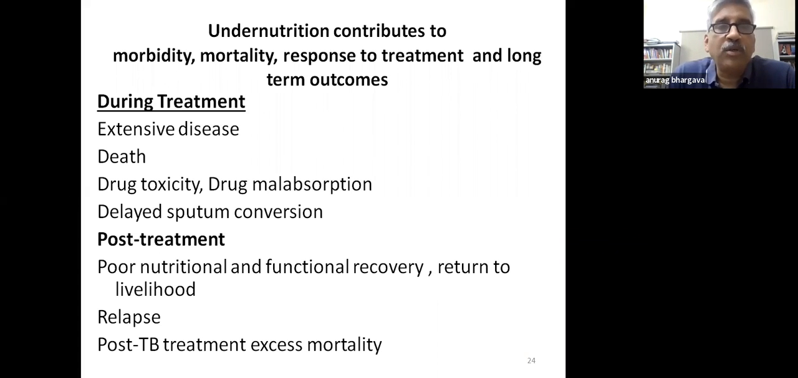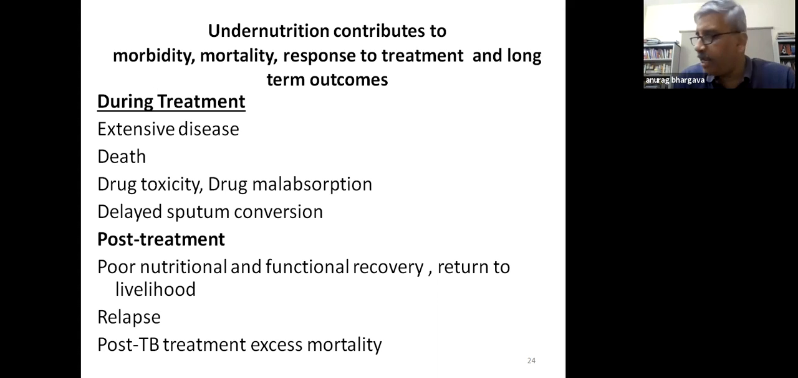Undernutrition contributes to morbidity, mortality, response to treatment, and long-term outcomes. So it is important both to address during treatment, and it has its effect even post-treatment. Undernutrition has been known to increase the extent of disease and pose a higher risk of death, about threefold higher, and almost 5 times higher risk of drug toxicity with a BMI less than 17. And notably, absorption of key drugs like rifampicin has been noted to be impaired in some studies in undernourished patients.